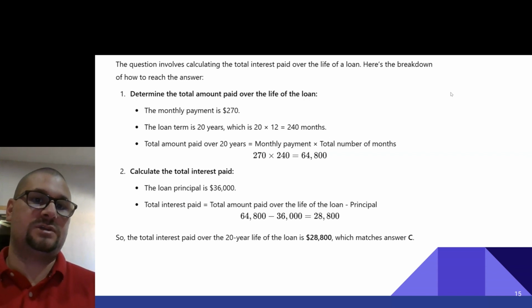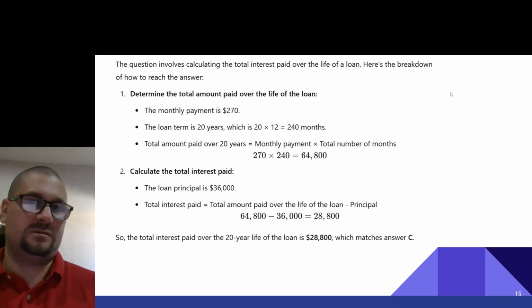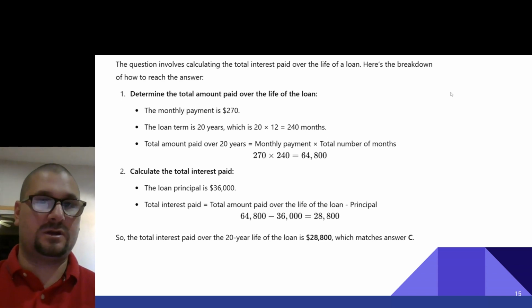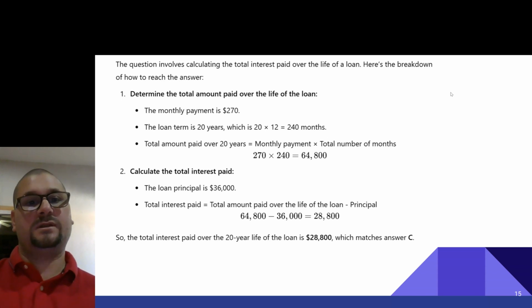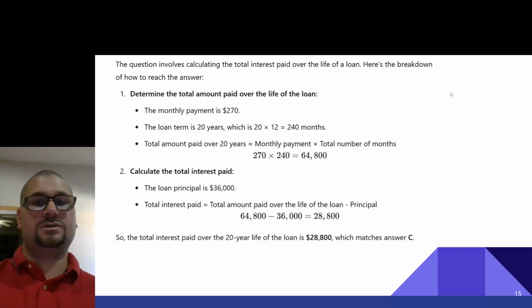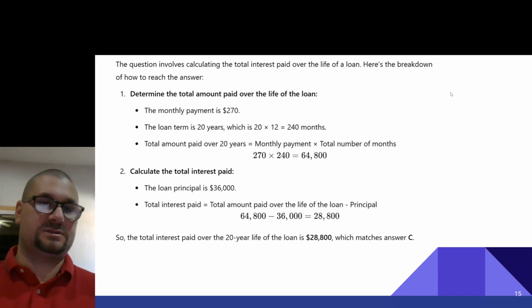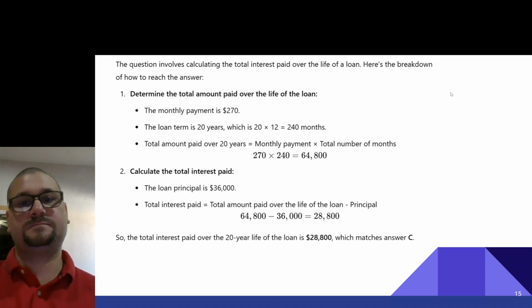So you're taking your monthly payment and your time frame. So $270 over so many months, and that's your amount paid over the life of the loan. Then you want to calculate the interest. So the total loan principal is 36,000, and you take your total paid and subtract the loan principal. You get 28,800.